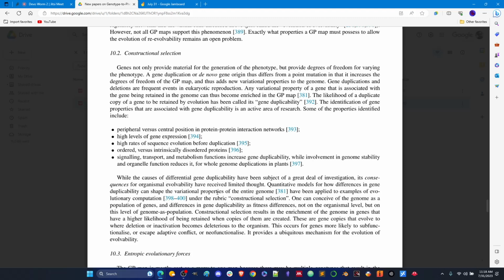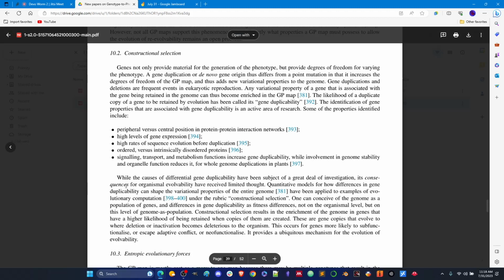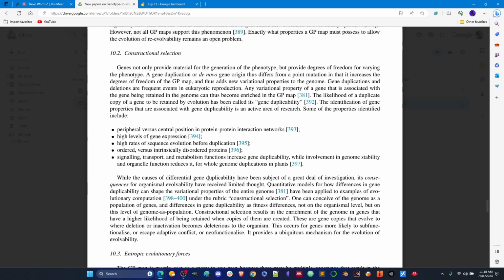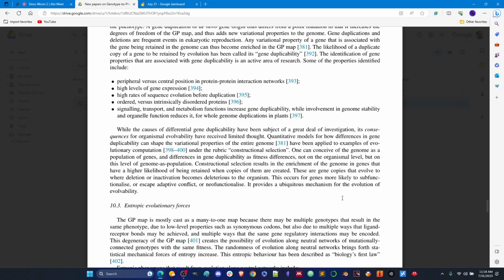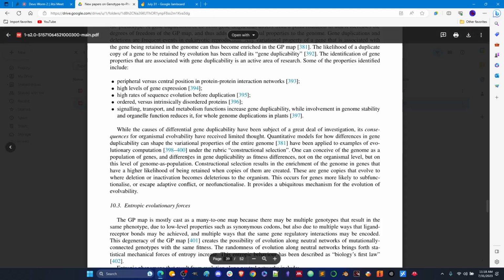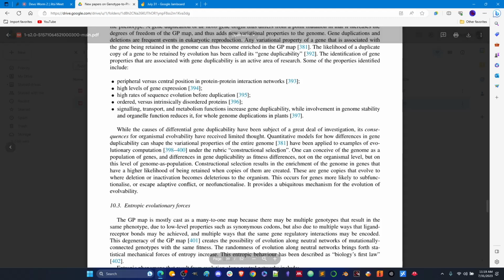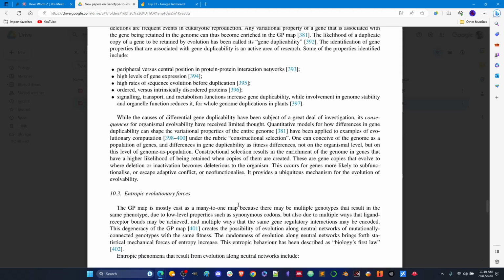And so differential gene duplicability, which is where some genes are replicated and others are not replicated, is something that people have investigated, along with its consequences for organismal evolvability. And we can build quantitative models to look at these variational properties. In evolutionary computation, they call this constructional selection, but you can look at it in other ways as well.